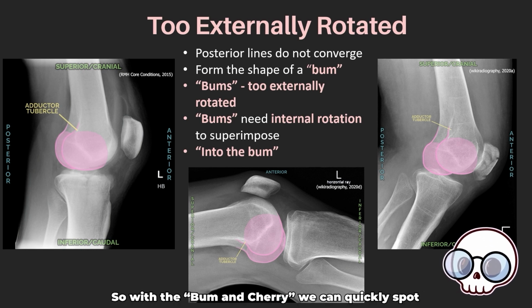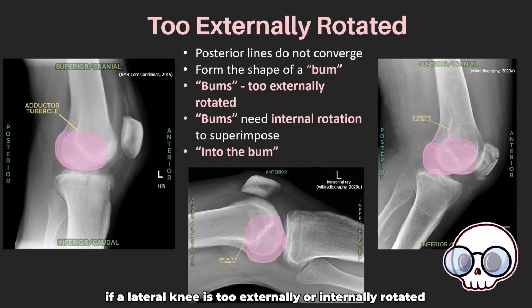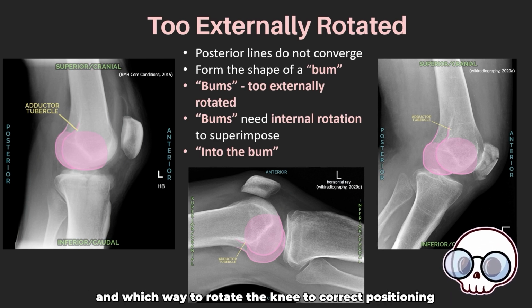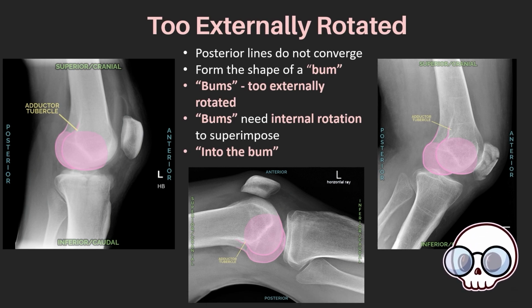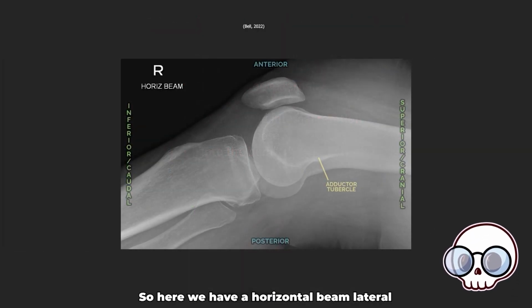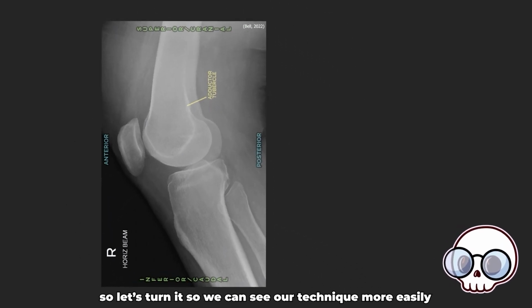So with the Bum&Cherry, we can quickly spot if a lateral knee is too externally or internally rotated, and which way to rotate the knee to correct positioning by identifying just one feature. So let's do some more examples. So here we have a horizontal beam lateral, so let's turn it so we can see our technique more easily.